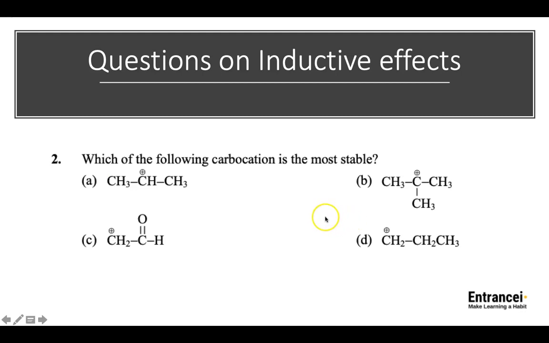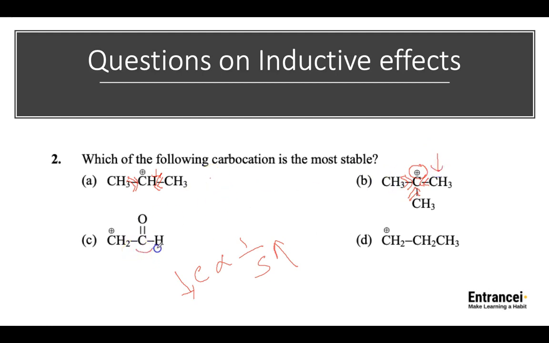Let's see another question. Which of the following carbocations is most stable? If you are asked about stability, as I have already explained, charge is inversely proportional to stability. So if you decrease the charge, stability increases. In the first case, there are two methyl groups donating electrons to the carbocation, so the positive charge decreases. But in B, there are three methyl groups donating electron cloud to this carbon. So between A and B, the positive charge must be lower in B as compared to the first one.